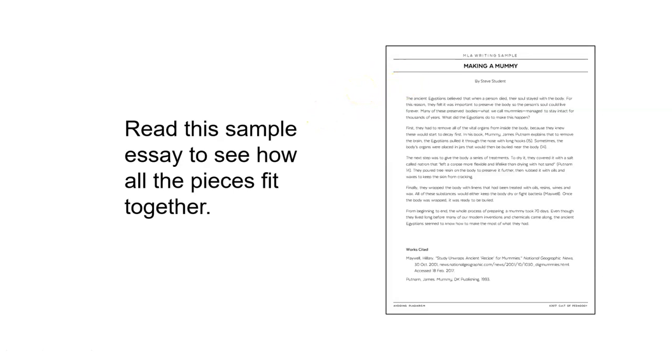The ancient Egyptians believed that when a person died, their soul stayed with the body. For this reason, they felt it was important to preserve the body so the person's soul could live forever. Many of these preserved bodies we call mummies managed to stay intact for thousands of years. What did the Egyptians do to make this happen? Okay, so we've got an introductory paragraph there introducing the topic and then asking the question that we're now going to answer through our sources and summary.